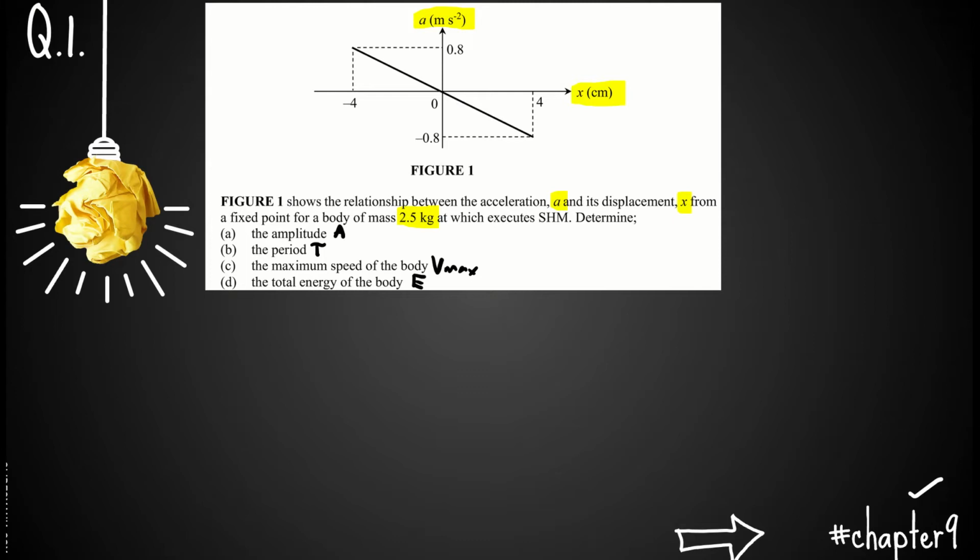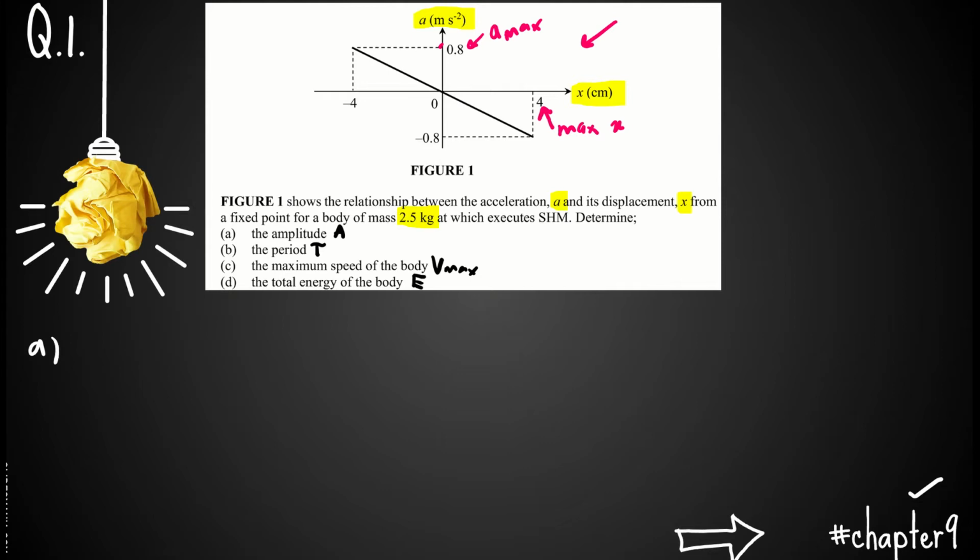Okay, so first we look at the graph that we have. From the graph we know that we have the value of maximum displacement, and also we have the value of the highest acceleration. So this is the value of acceleration maximum. Okay, so let us answer the question.